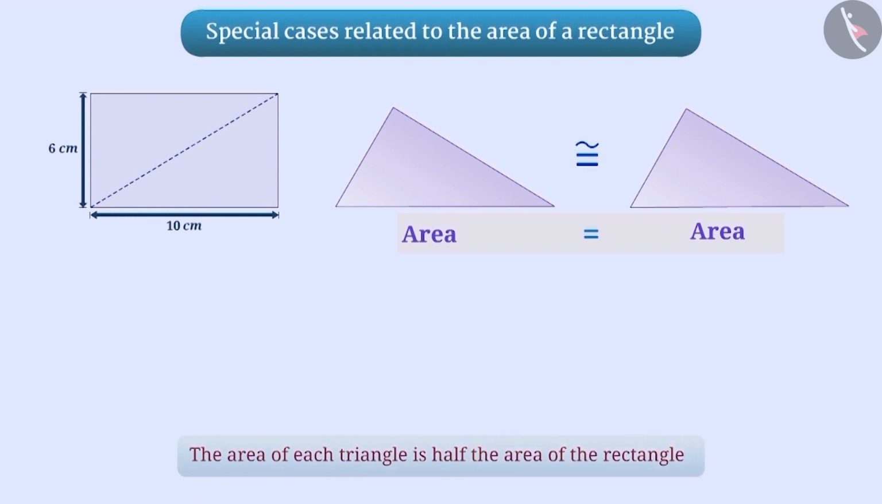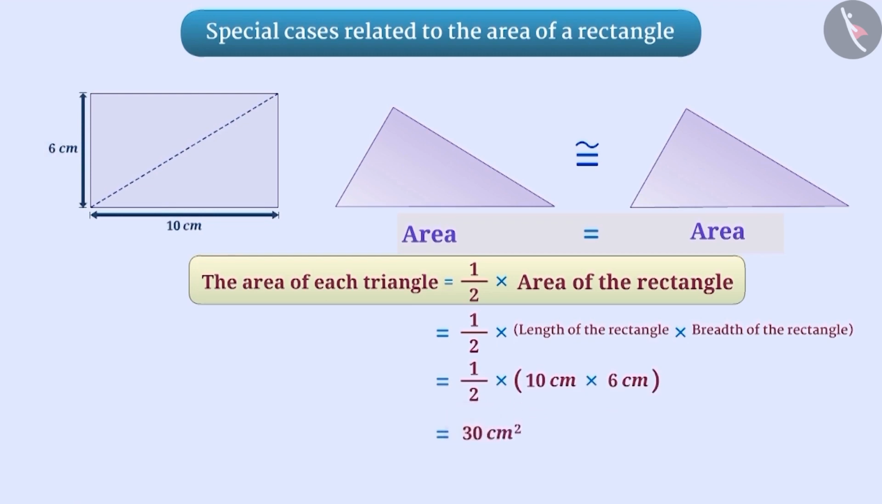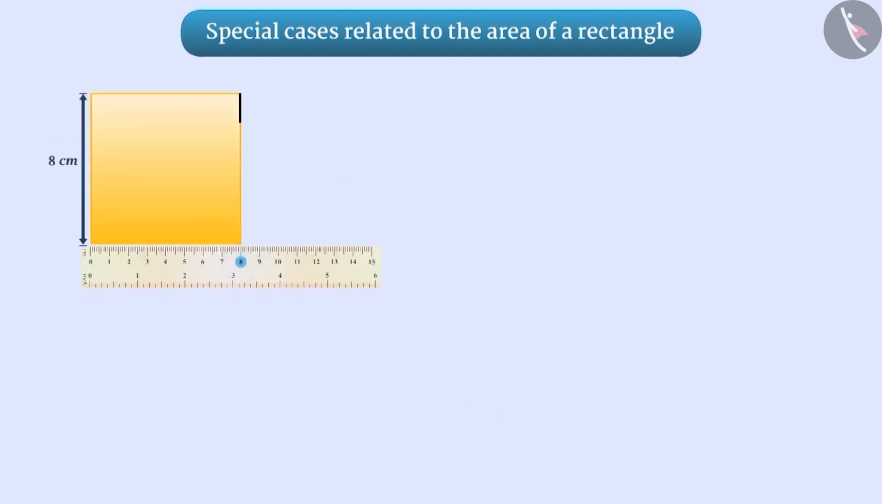Or in other words, the sum of the areas of the two triangles is the same as the area of the rectangle. The area of each triangle is half into area of the rectangle. In this way, the area of each triangle here will be half into length of the rectangle into breadth of the rectangle. Thus, the area of each triangle will be half into 10 cm into 6 cm, which is equal to 30 square centimeters. Now take a square piece of paper of side 8 cm.